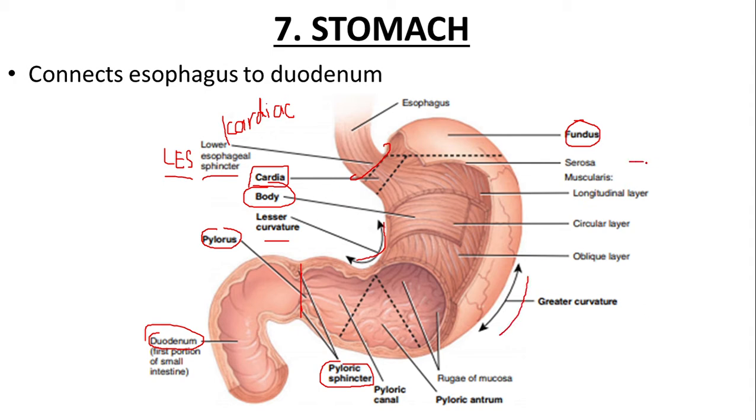As you can see, your stomach also contains those many layers I've talked to you about, and it also contains lots of muscles, which are responsible for the mechanical digestion of the stomach. Right? So next, let's proceed.